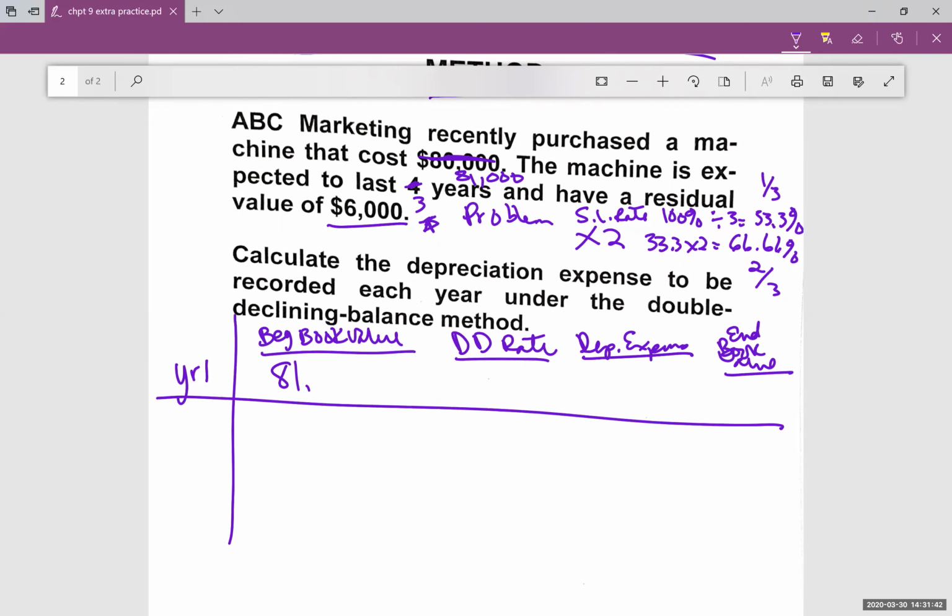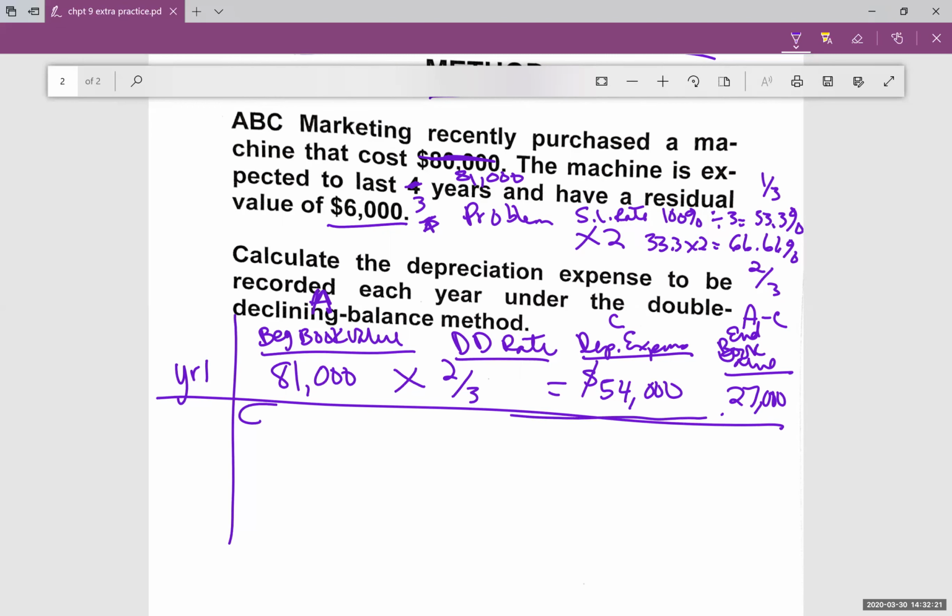Okay, so for year one, the beginning book value was 81,000. The double declining rate is 2/3. So in your calculator, 81,000 times 2 divided by 3, you're going to get depreciation expense of 54,000. And then the ending book value is 81,000 minus the 54,000. And that number is 27,000. So again, how did I get that? I'll call that column A, and I'll call that column C. So I took column A minus column C to get 27,000.